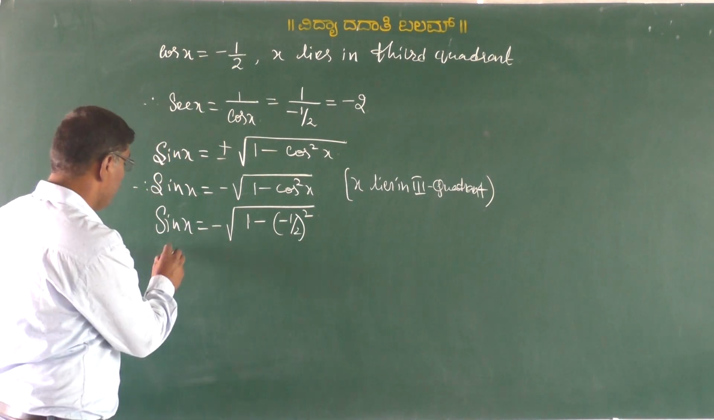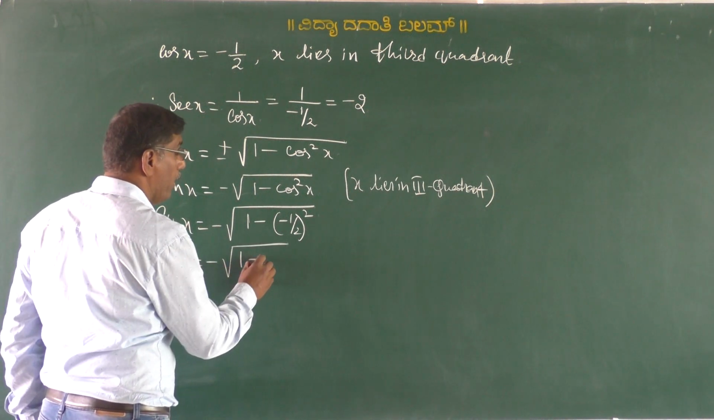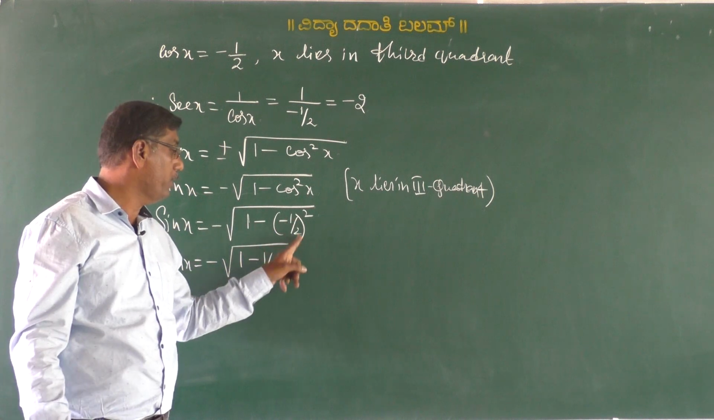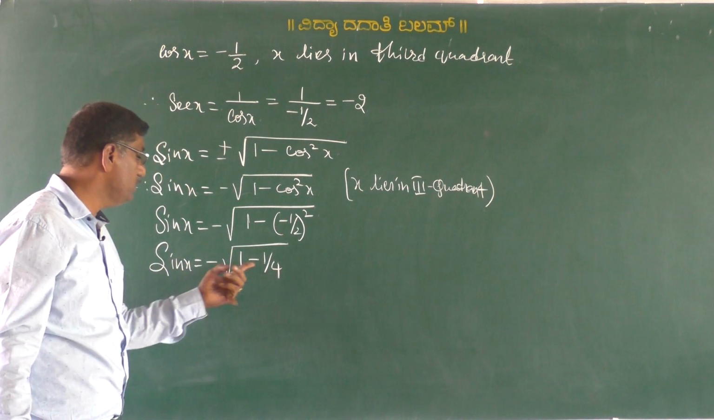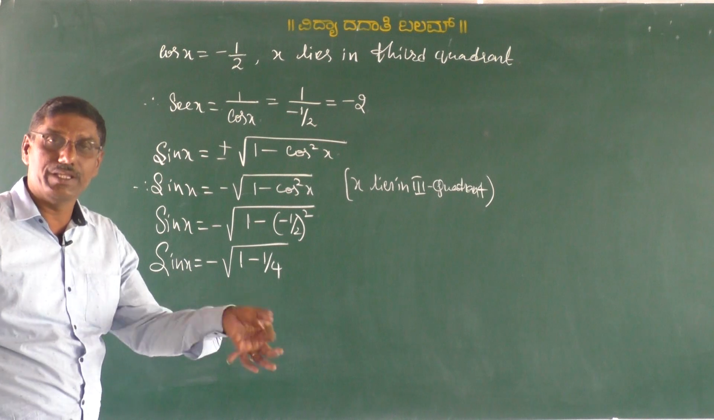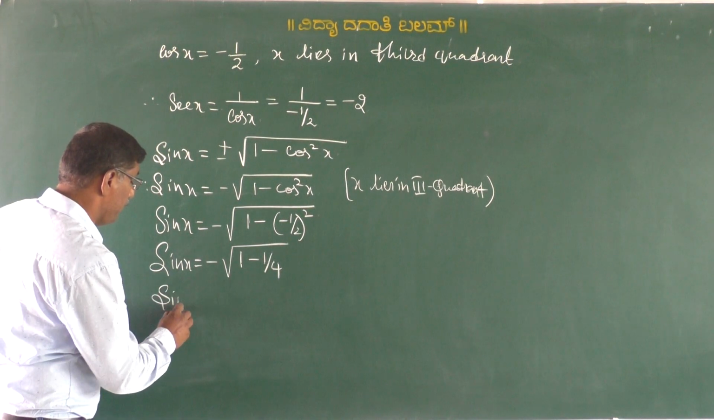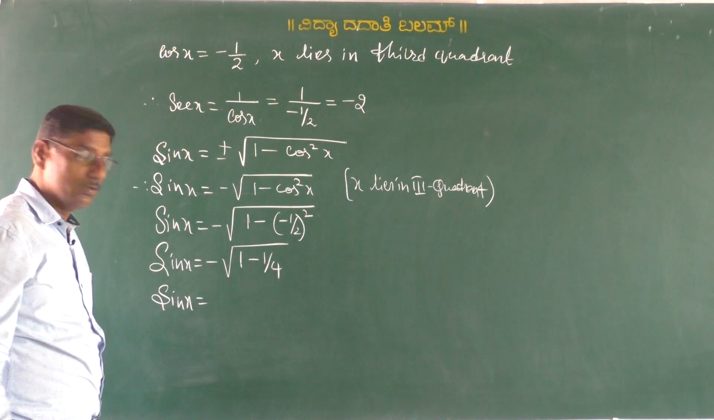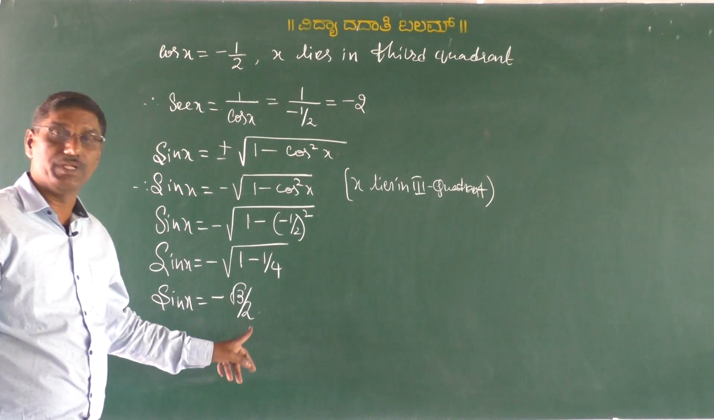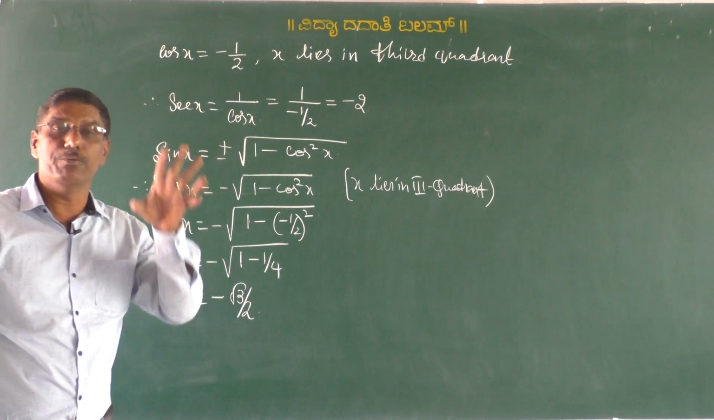If I simplify this, sin x is equal to minus square root of 1 minus 1 by 4, since minus square means plus, and 1 by 2 whole square means 1 by 4. If I take the LCM, this is 4 minus 1, 3, isn't it? 3 by 4. With square root of 3 by 4, this can be written as sin x is equal to minus root 3 by 2. Since x lies in the third quadrant, sin is also negative, my dear students.